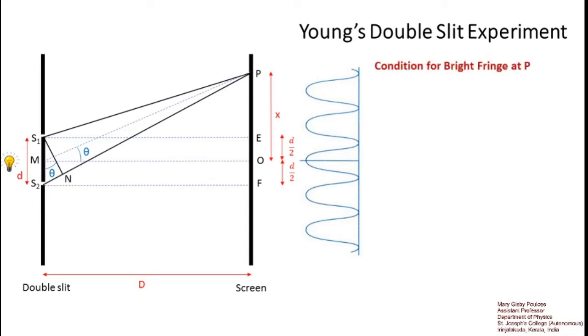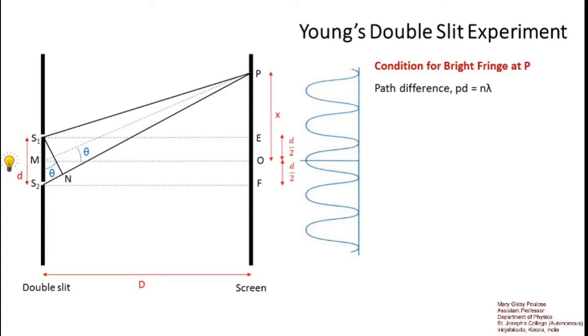Now, let us assume that at P we have a bright spot or a bright fringe. In order to form a bright fringe at P, it should satisfy the condition for constructive interference there. The condition was that path difference should be an integral multiple of lambda. You should always remember this. We will be using this from time to time. So the path difference should be n lambda, where n can have values 0, 1, 2, 3, etc.